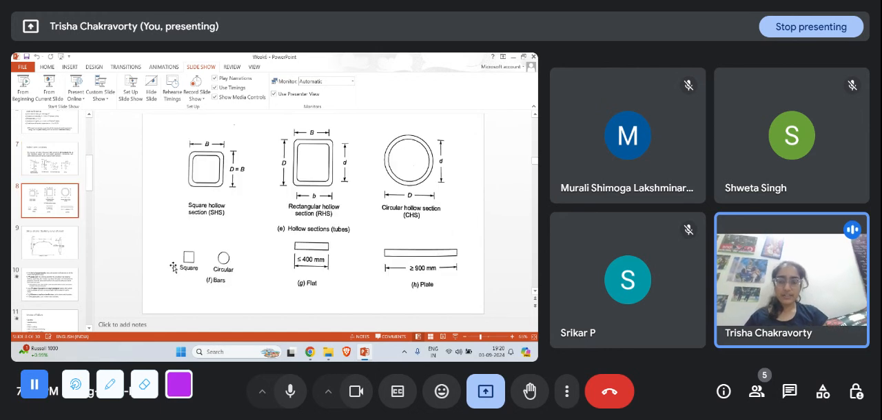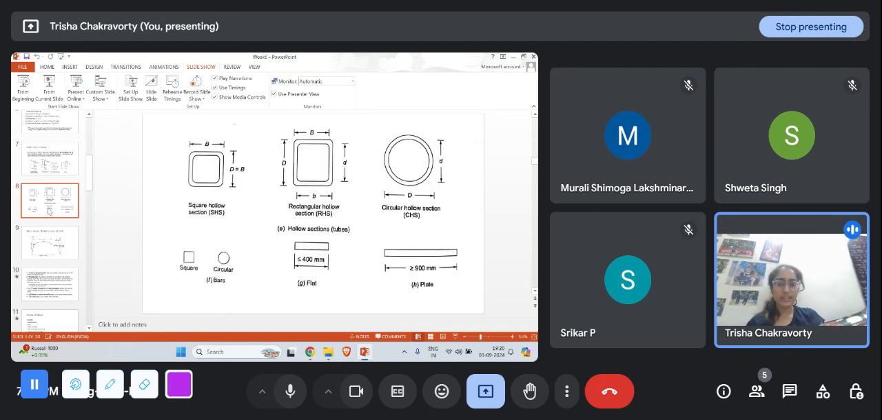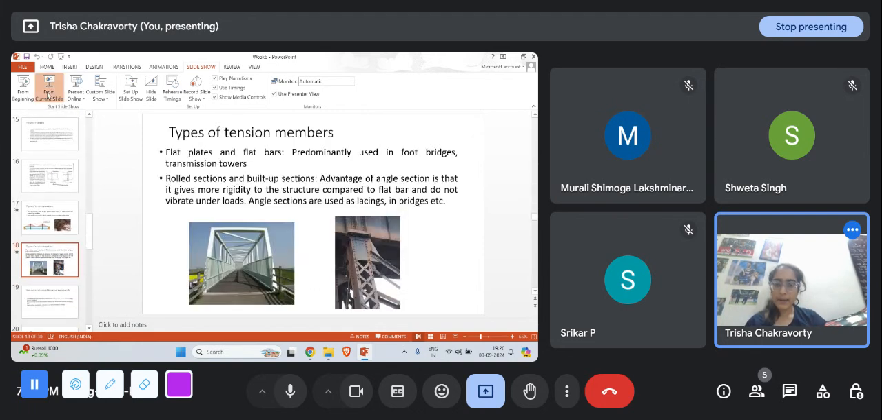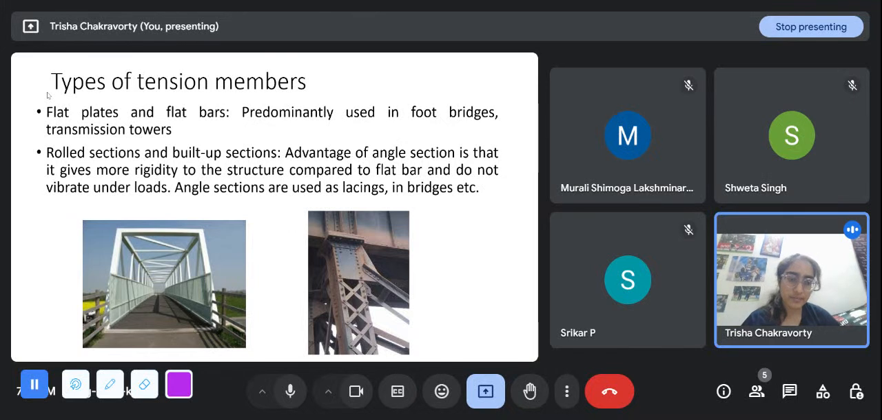And these are the hollow sections, these are the solid sections, and these are called the rolled sections. And a rolled section combined with another rolled section or a hollow or solid section is called a built-up section. So built-up sections, the advantages of angle section: it is one of the most commonly used rolled sections. The advantage of angle section is that it gives more rigidity to the structure compared to flat bar and does not vibrate under loads. Angle sections are used as lacings in bridges, etc.